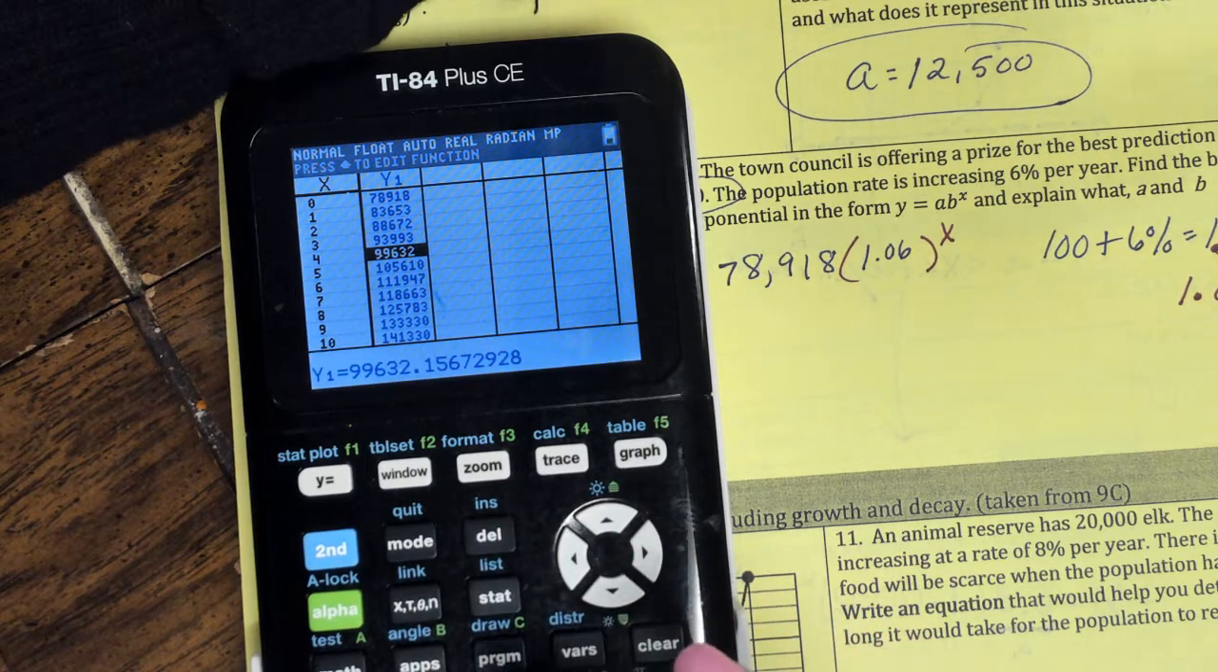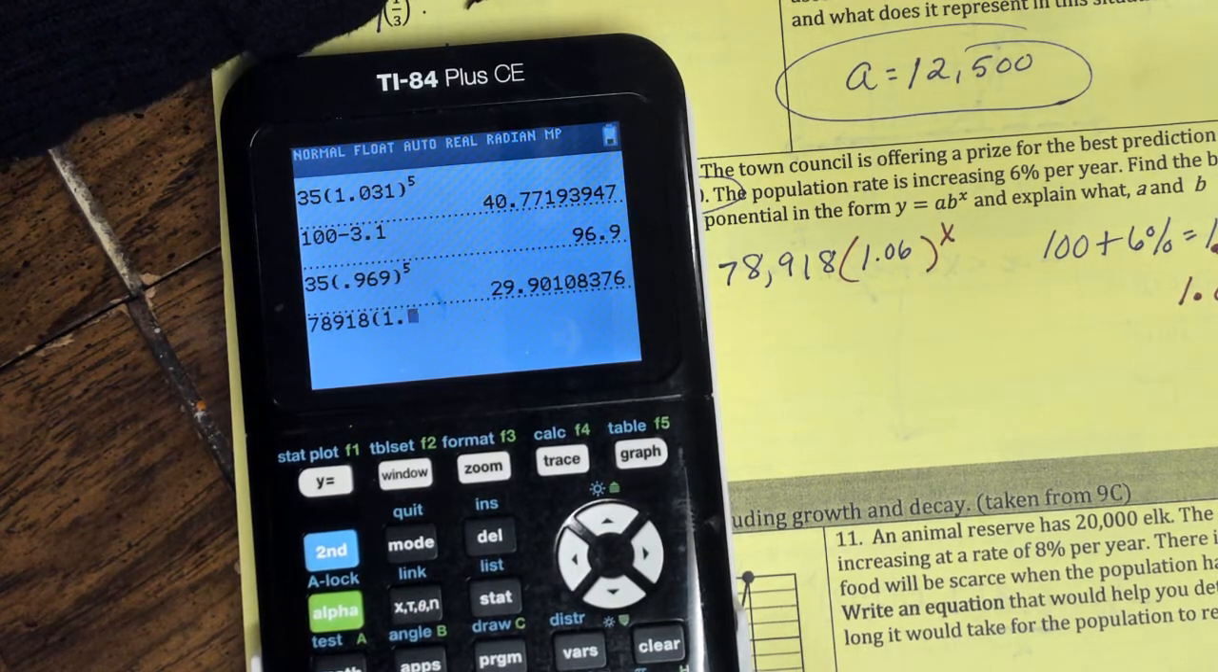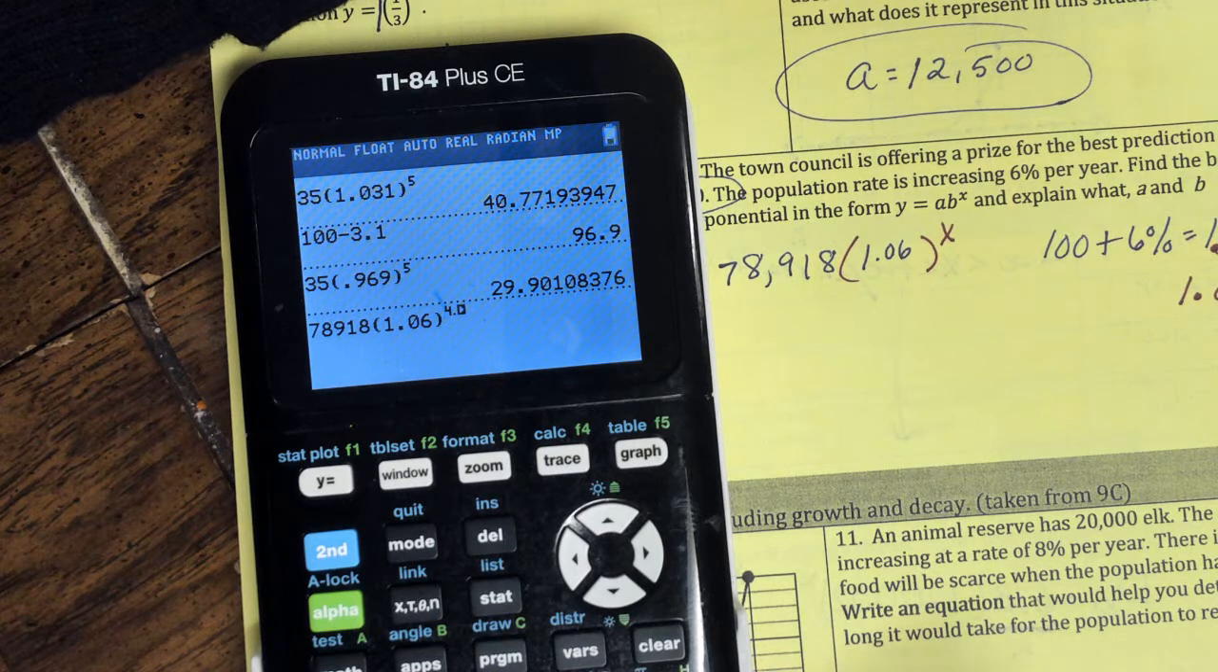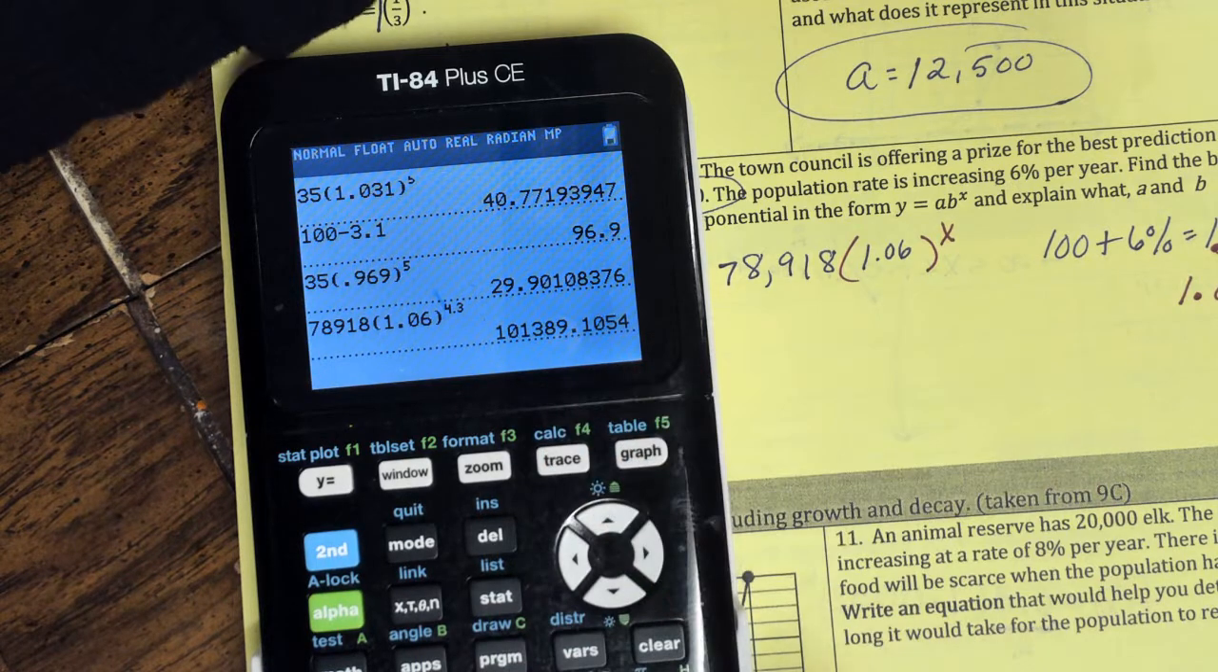I could do this. I could say 78,918 times 1.06. I know it's between 4 and 5, right? Let me put to the 4.3. That's a little bit more than 4. Look at that. I'm at 101,000. Let me try something lower.